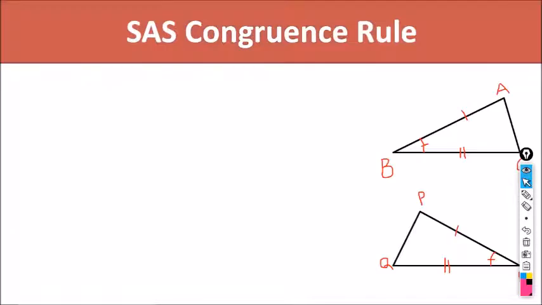Let us start with the first condition, the SAS congruent rule. SAS stands for side, angle, side. It means there are two sides and the angle lies between these two sides, meaning the included angle. As you can see in the figure, we have side AB equal to PR and side BC equal to QR. Between AB and BC there is an included angle. That included angle is angle B.